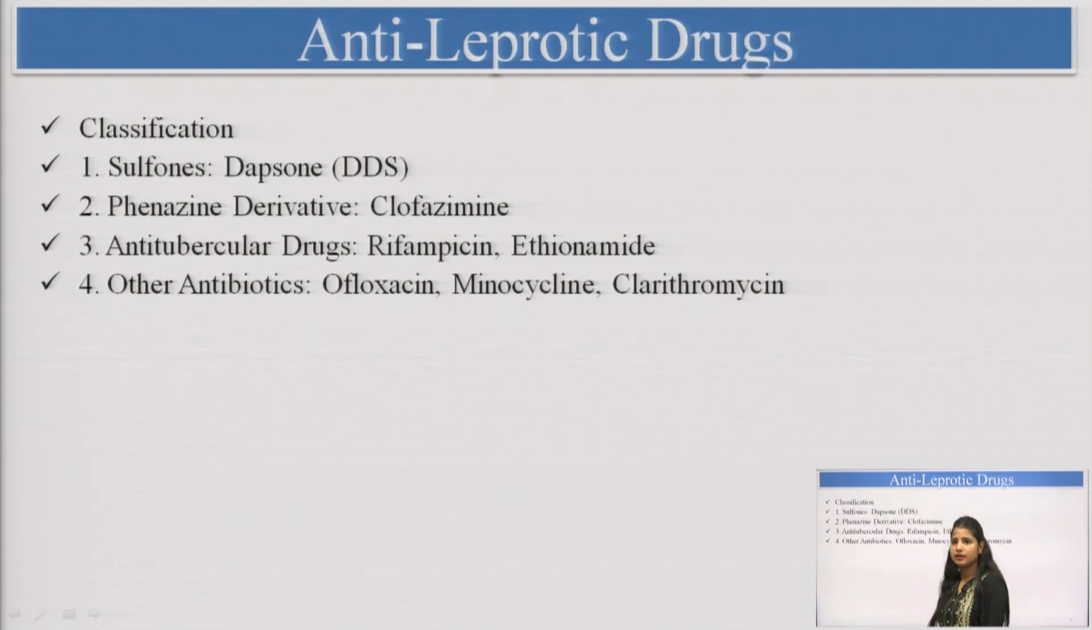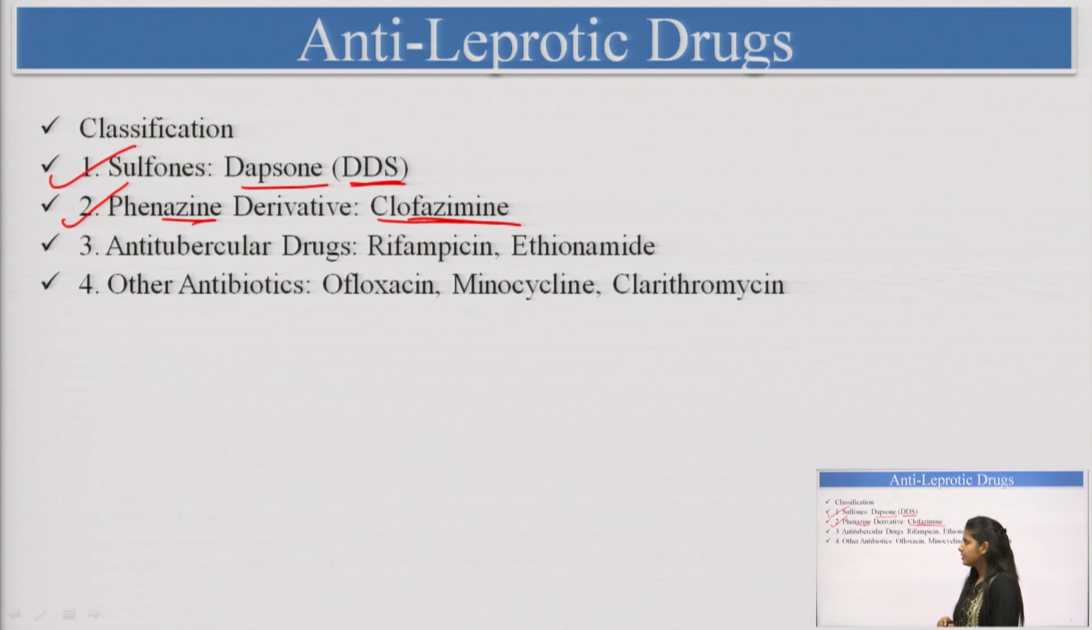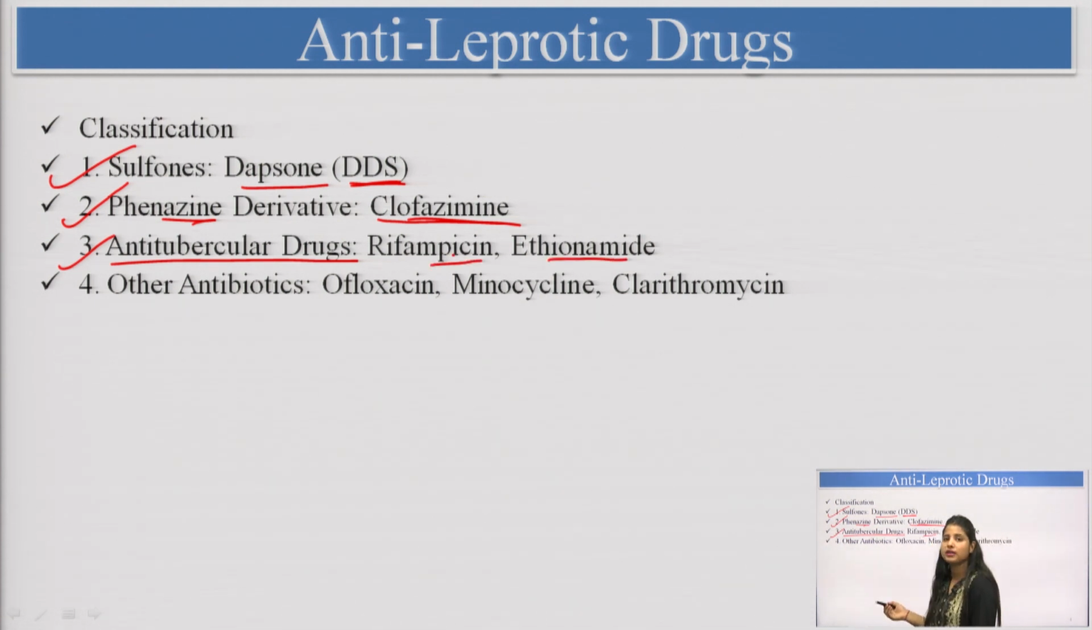Now, what are the drugs used? First category, sulfone. Under sulfone we have Dapsone, denoted as DDS. Then the phenazine derivative; phenazine is a dye, so clofazimine comes under this. Third, anti-tubercular drugs, rifampicin and ethionamide, which also have an effect on Mycobacterium leprae. There are some other antibiotics like ofloxacin, minocycline and clarithromycin.